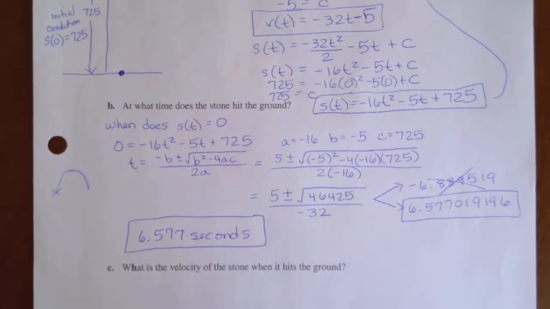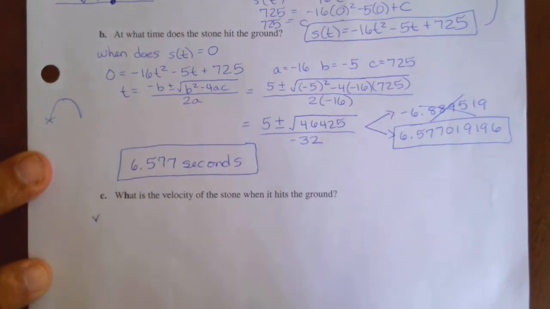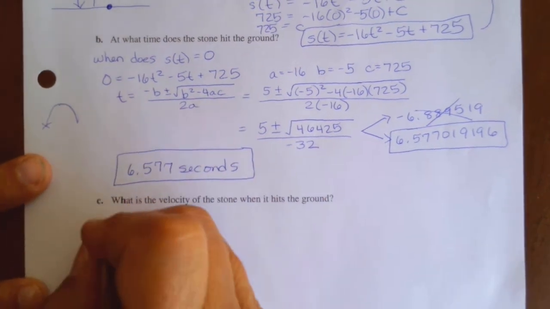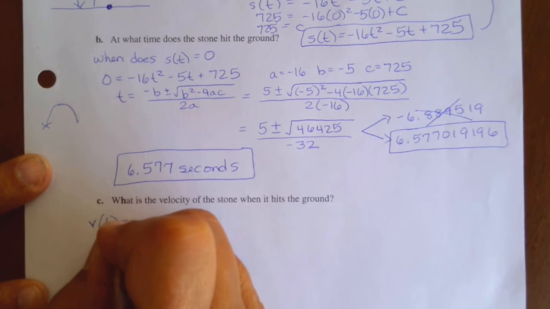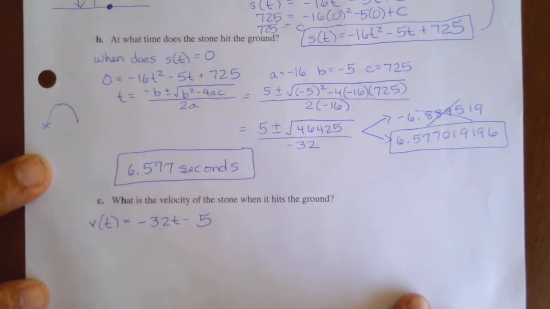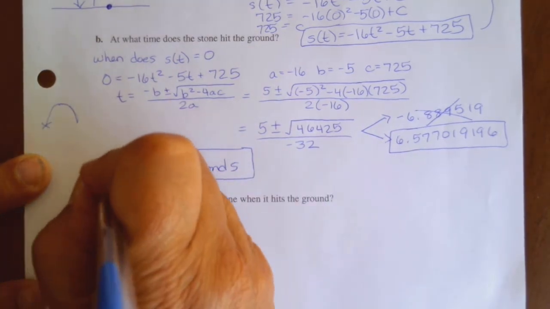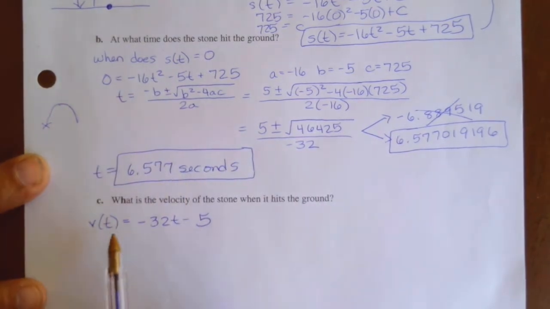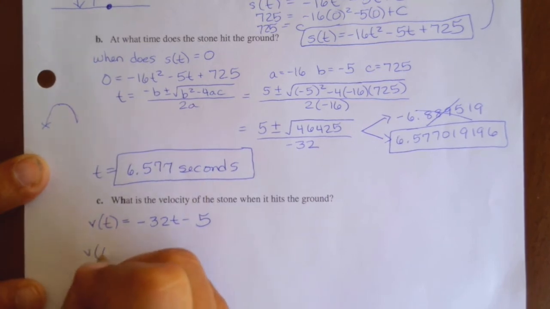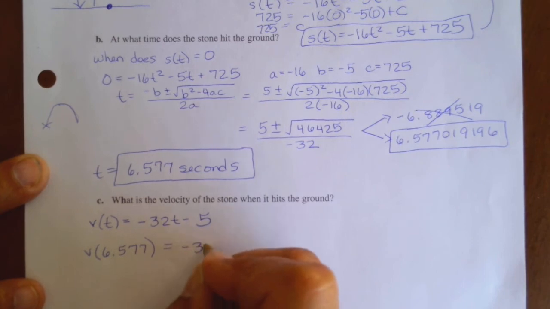So the last question says, what is the velocity of the stone when it hits the ground? Okay, what is the velocity of the stone when it hits the ground? So the velocity function, remember, was negative 32t minus 5. And we know when it hits the ground, this is t. That's the time it hits the ground. So we're going to look for v of 6.577. So we're going to substitute that in.